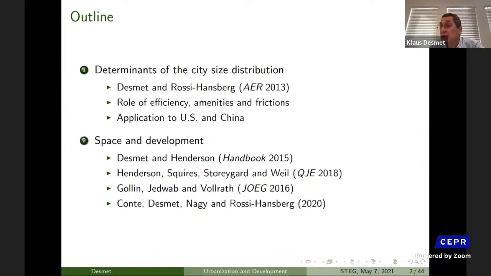What are the welfare effects, for example, of a policy that would promote growth in, for instance, medium-sized or small-sized cities? Is that something that makes sense? It may make sense from a territorial perspective. Does it also make sense from a welfare perspective? All these questions one can ask by applying the methodology I will be talking about today.